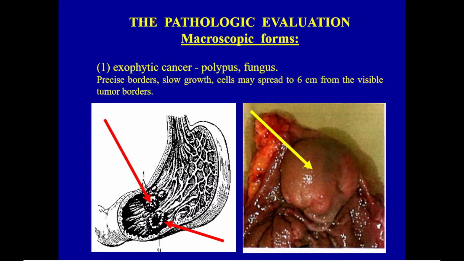Macroscopic forms. The first is exophytic cancer, like polypose and fungus. It has clear borders and slow growth. Cells may spread to 6 centimeters from the visible tumor borders.